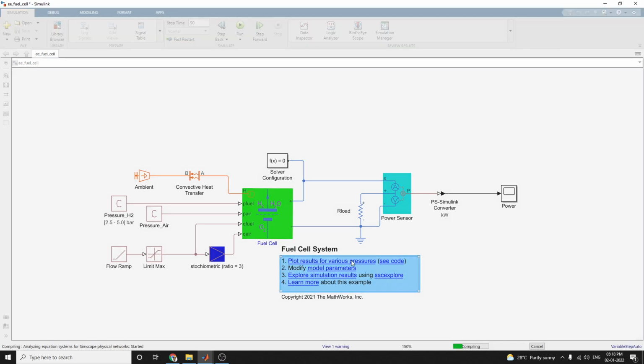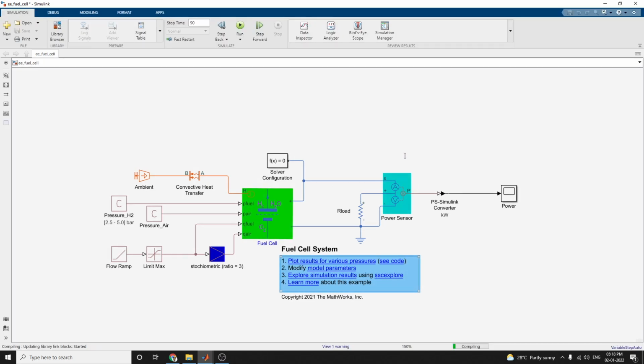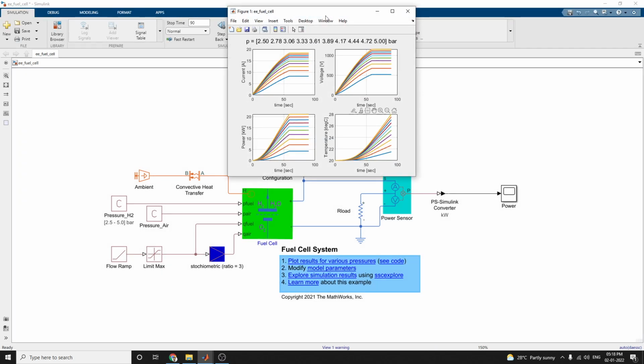I hope you enjoyed this example, a fuel cell system that operates at stoichiometric conditions and nominal parameters. You can also vary the parameters, and we can analyze the fuel cell system.